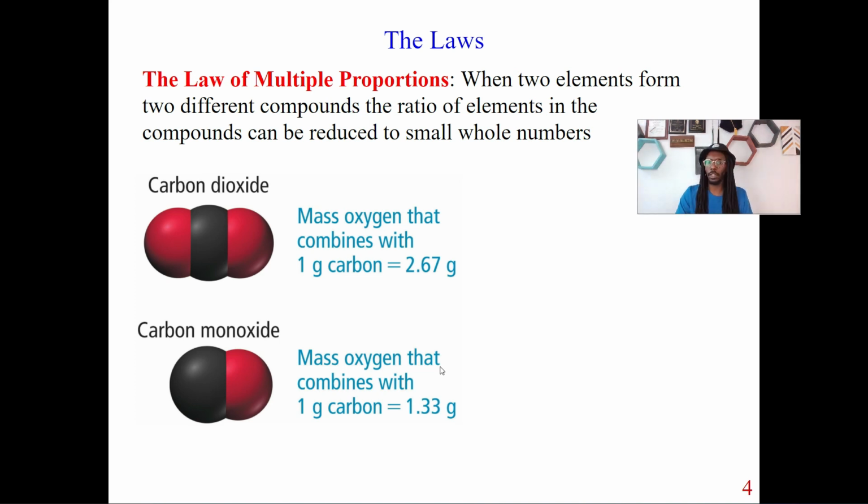Well, is that true, Dr. J? Yes, it is. If I take my 2.67 and divide that by 1.33, we're going to see that it's reduced to, what do you know, a small whole number. And what's crazy is this is the case for a lot of these different types of elements, these compounds. You got two elements forming two different compounds. It will always be reduced to a small whole number. And this is the law of multiple proportions.